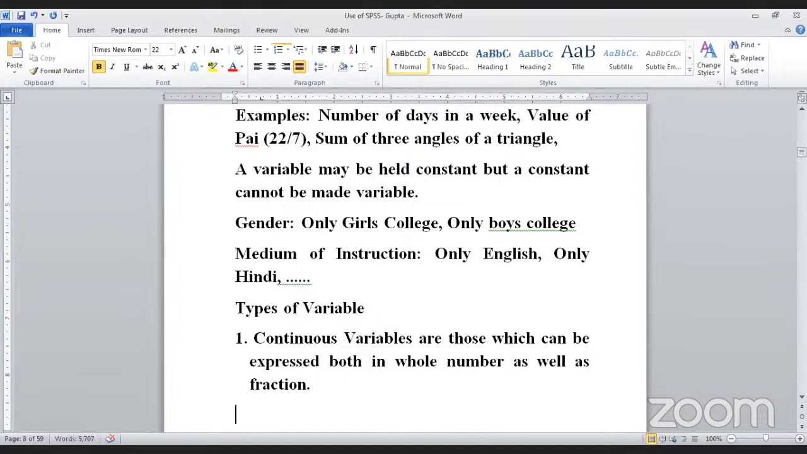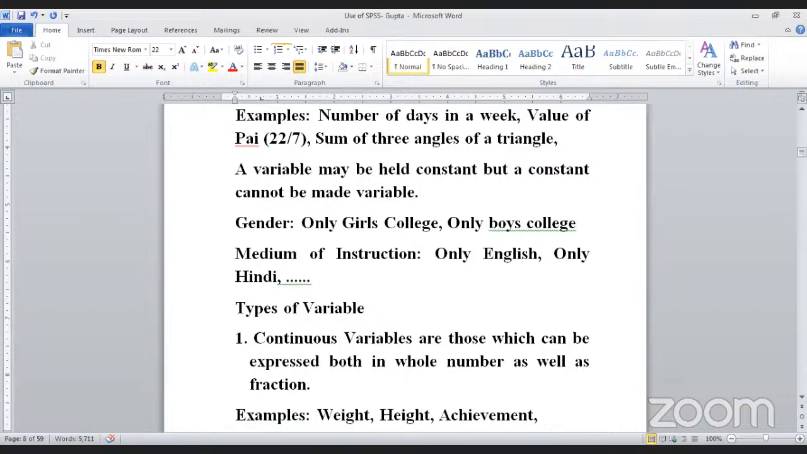Example. Say your weight. Your weight can be 45 kg, 45.5 kg. So height. Your height, the child's height can be 3 feet. It can be 3 feet 5 inches. Achievement. You may get 20 out of 20, or you may get 15.5 out of 20. So that will be there.